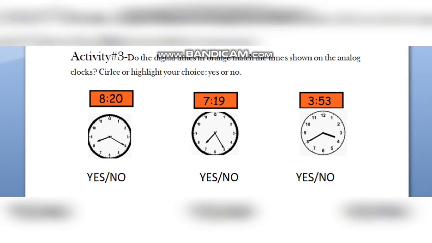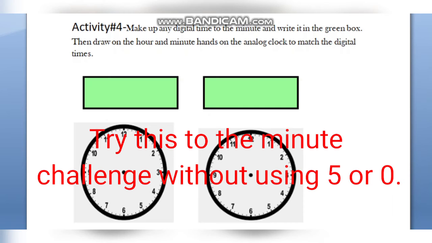Let's look at the one in the middle now. The orange time is 7:19, and I have to find out if the analog clock is the same. So I'll first go to my hour hand. I can see that the hour hand is just a little bit past the 7, so that looks like a match. Now, what about the minute hand? It's pointing at the 5, and I know that the 5 means 25 minutes past the hour. Oh, but it says 19 in the place where the minutes go on the digital clock. So I found one that is not the same. I'm going to circle no for that one.